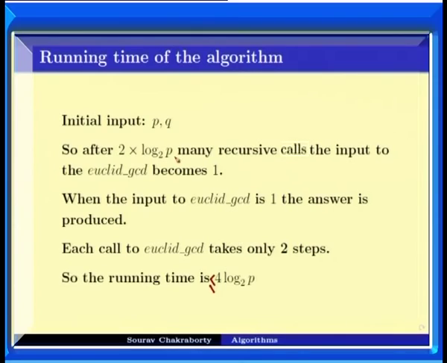It is less than or equal to because it is possible that at some point in this whole process, the first variable will divide the second variable, in which case the output will be produced immediately. Else it will run for this many number of steps, and in that case it will stop. So the run time is less than 4 times log p base 2.